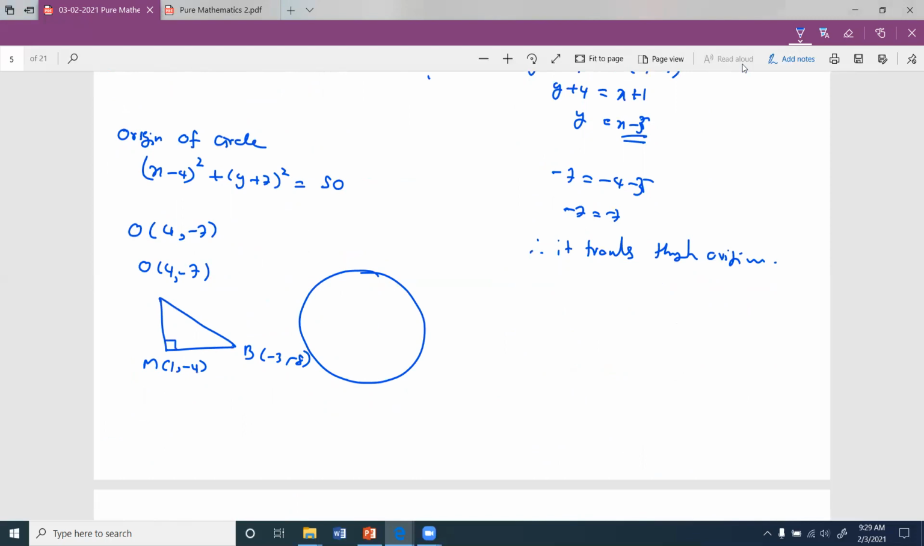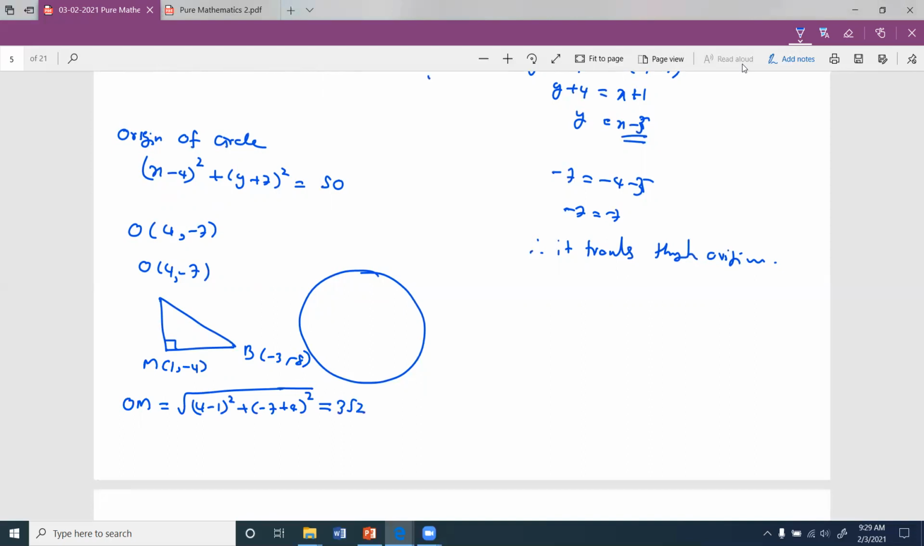Then this is a right angle triangle. Initially, we can find the length of OM. How to find the length of OM? You can say 4 minus 1 squared plus minus 7 minus minus 4, which is plus 4, squared, the square root of it. 4 minus 1 is 3, 3 squared is 9. Minus 7 plus 4 is minus 3, squared is 9. So the square root of 18, which is 3 root 2.